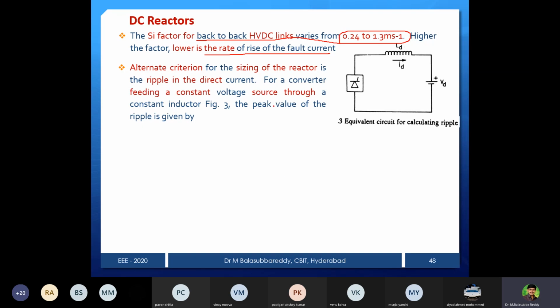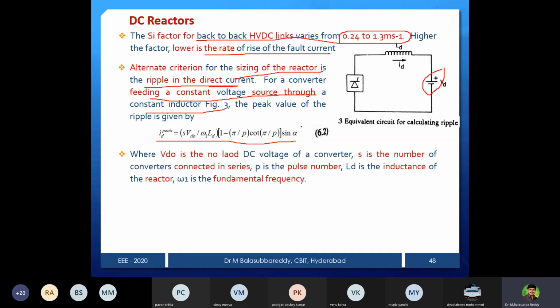That is one option. There is an alternate criterion for sizing of the reactor: the ripple in the direct current. Based on the ripple in the direct current, we feed a constant voltage source through a constant inductor. You can see that there is a voltage source connected to an inductor. The peak value of the ripple is given by a lot of equations, based on the number of poles we are using and all these things.